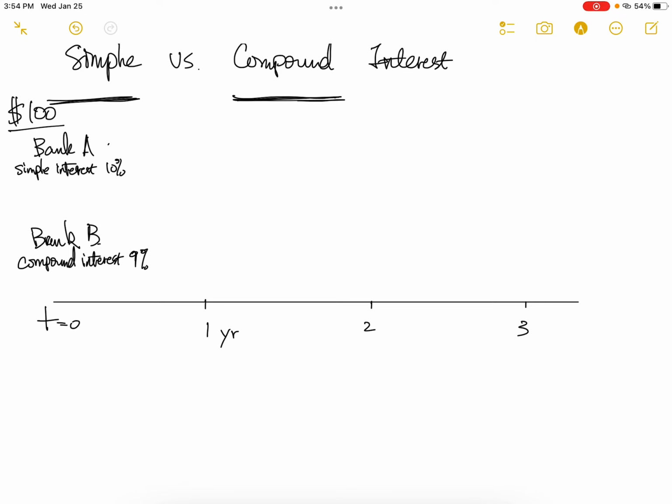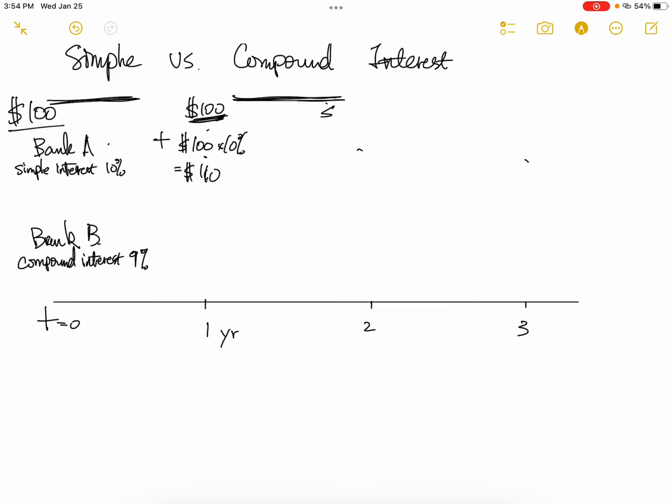Okay, so then for simple interest, you're always going to have $100 here, right? Every single year, doesn't matter which year into the future, the interest calculation is based on the original $100. So it's 100 times 10% equals $10 plus the original 100. So now you have 110.